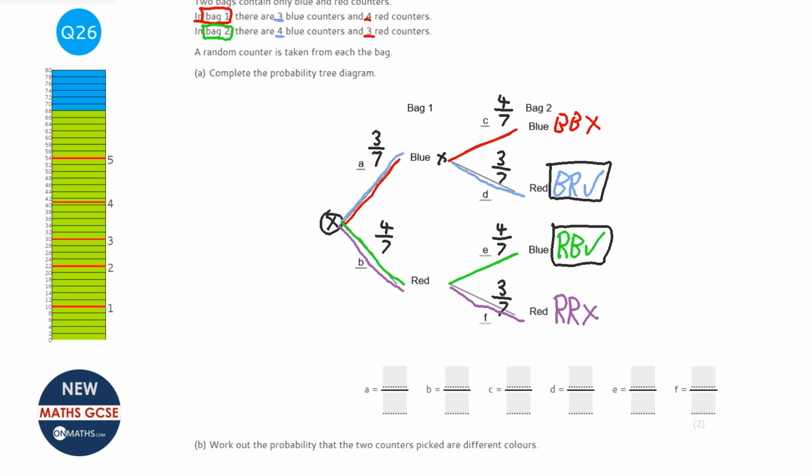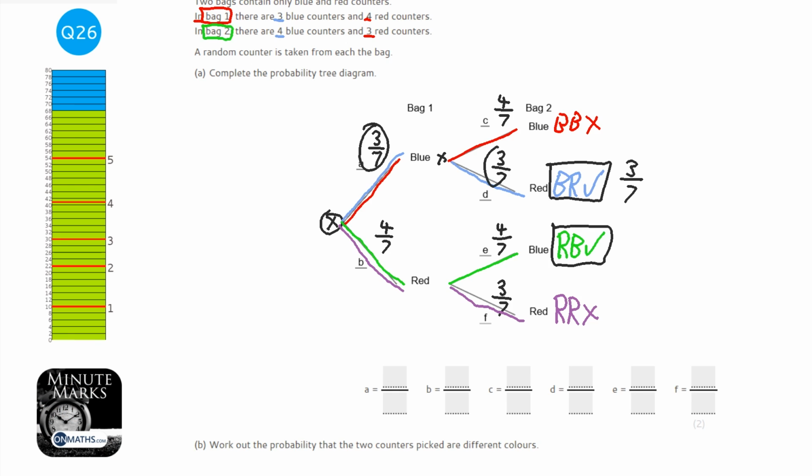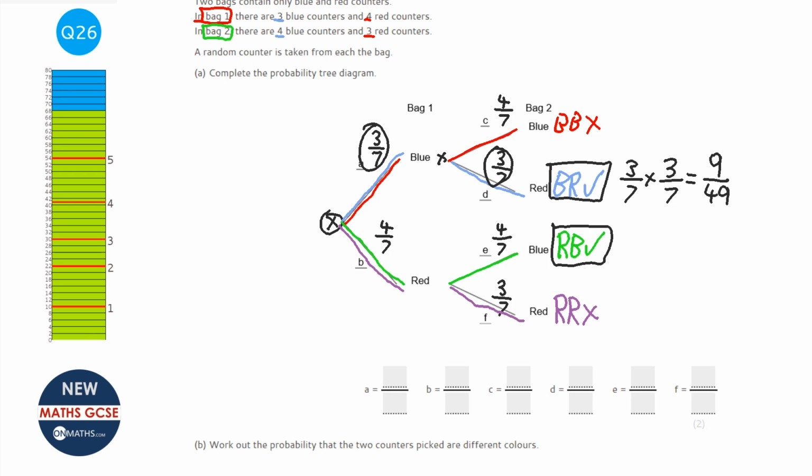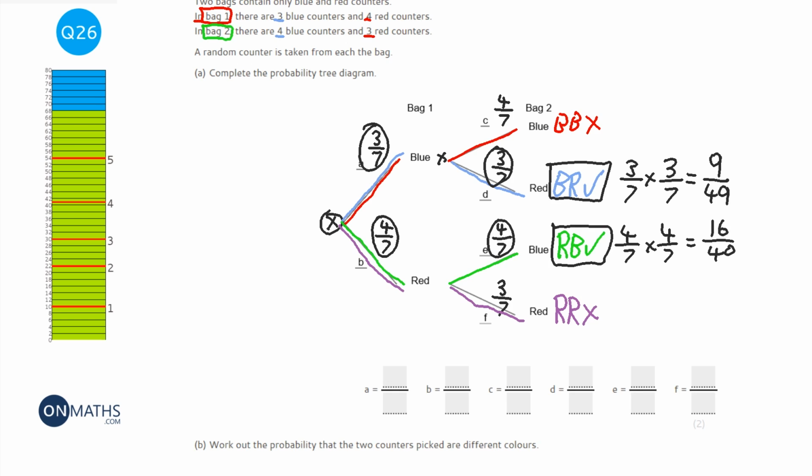Now the way of working out the probability of ending on either of those is just to write down the fractions that you passed to get there. So I passed 3 over 7, and another 3 over 7. And then what you do is you times them. Now to times fractions you just times the tops times the bottoms. So 3 times 3 is 9, 7 times 7 is 49. Let's do the same with the red and then blue. So we passed a 4 over 7, and we passed another 4 over 7. And let's times them. So that's going to be 16 over 49.